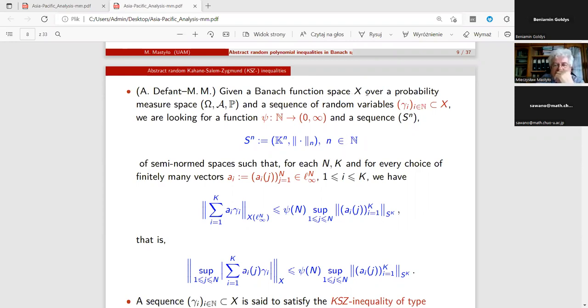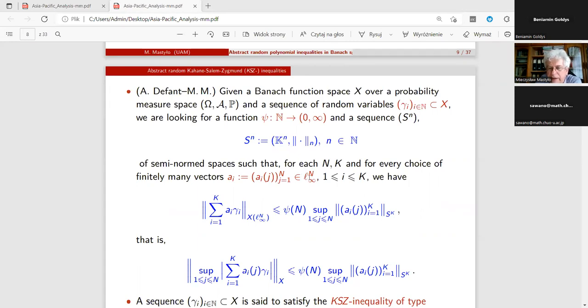So suppose we have a given Banach space on a probability measure space. We have a sequence of random variables from our space. And we are looking for a function which is defined on the set of positive integers, a sequence, and we have a sequence of norms K_N. We will be interested in when K is a complex field. So simply on C^N, we introduce the sequence of maybe semi-norms or norms. Now, we take any positive integers N and K, we take any finite sequence of elements in l-infinity N.